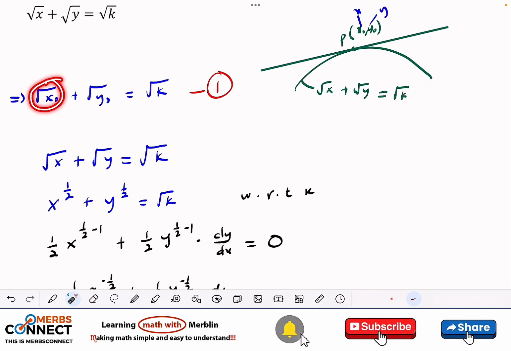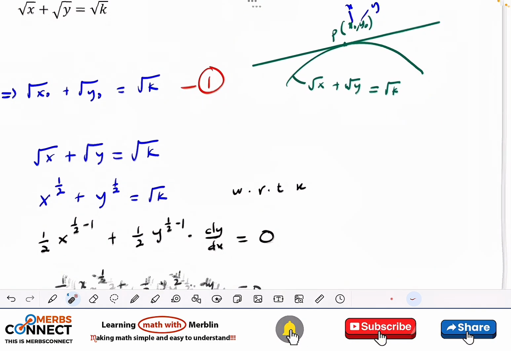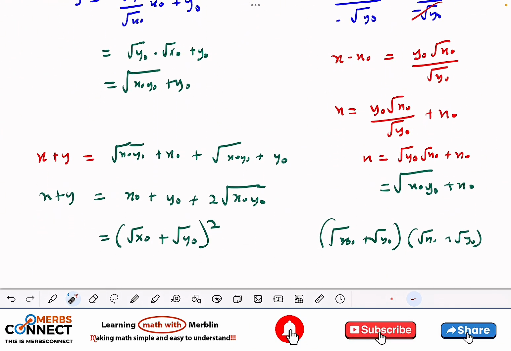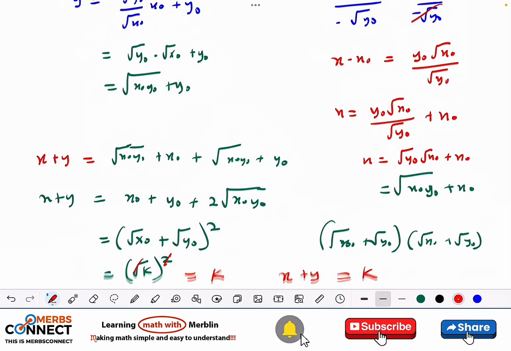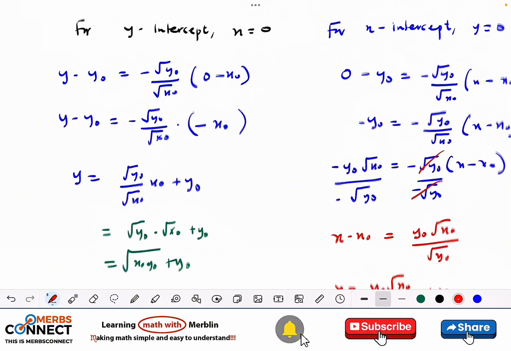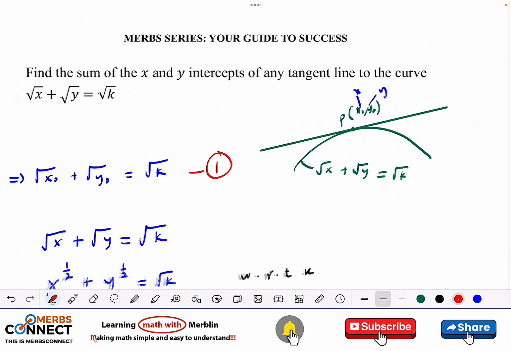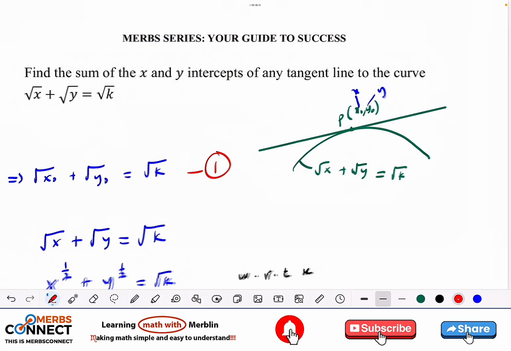Then we saw that root of x naught plus root of y naught is equal to root of k. So it means that this is going to give us a k. Oh god, this is not good. So x plus y should give us a big k. This is not good. Wait, what can we do here so that we can just find a k?